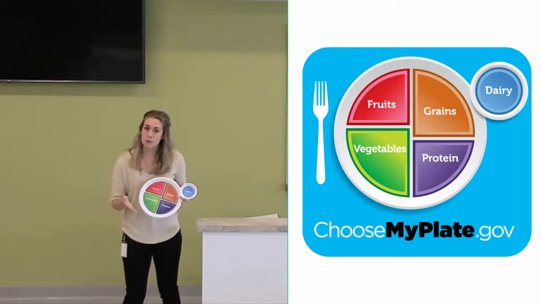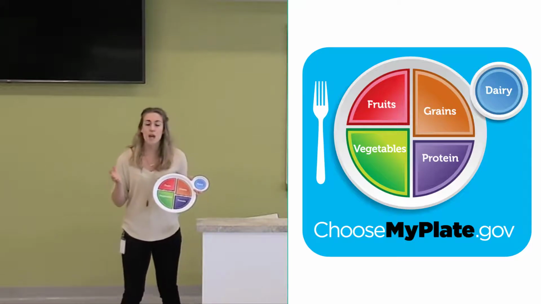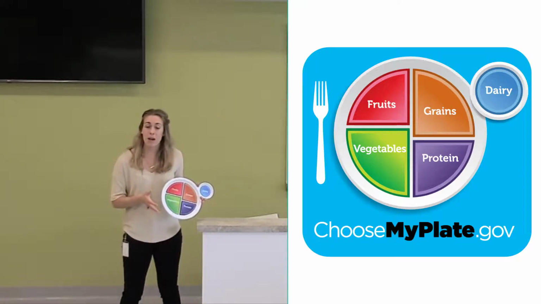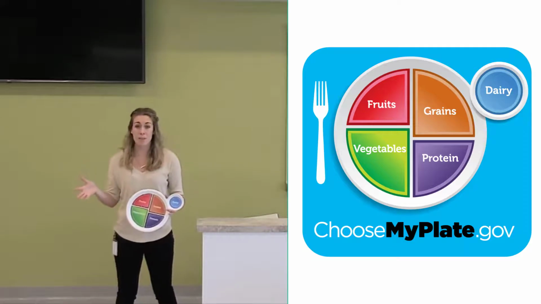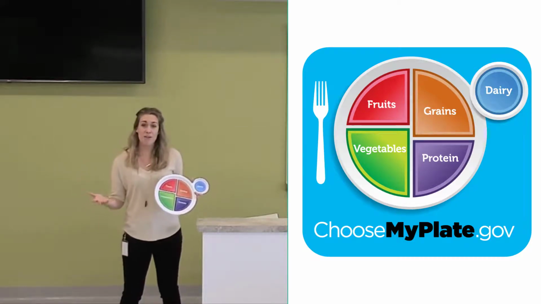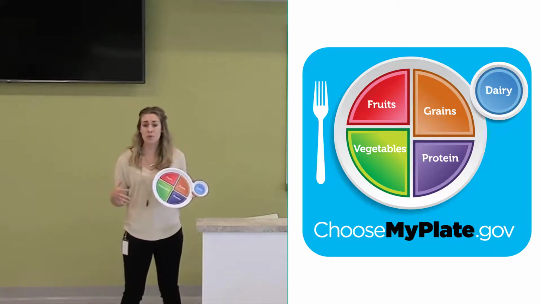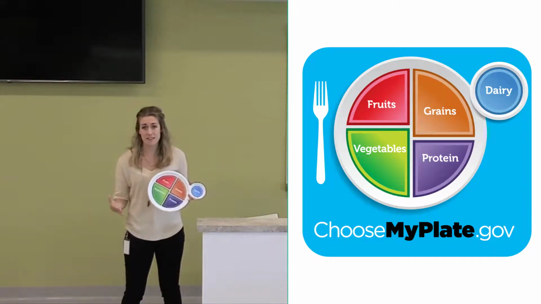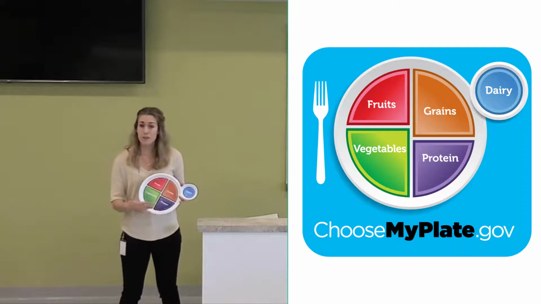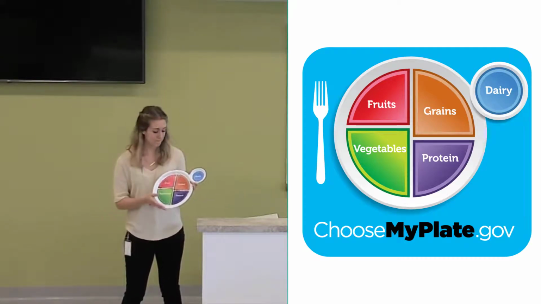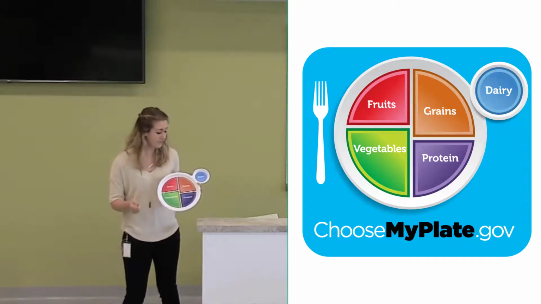So vary your protein routine, okay? You can have red meat a couple times a week, you can have white meat a couple times a week, and then you can have non-meat proteins a couple times a week, like beans, tofu, eggs, nuts, seeds, things like that. So just vary your protein routine. That's a tongue twister, it's hard to say.